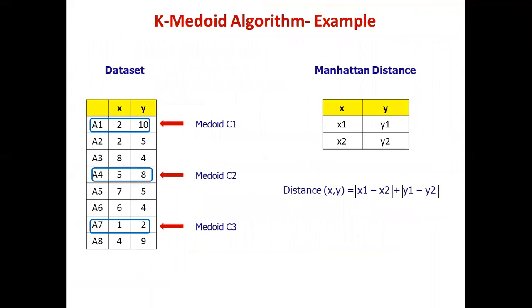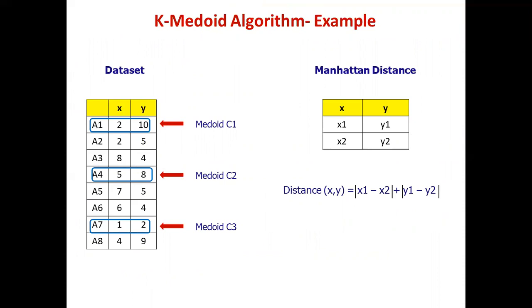Next, I'll explain the algorithm using a simple example. Here we have two attributes x and y and 8 tuples, A1 to A8. Let's make three clusters from these 8 data objects. For that, first we have to choose three medoids. Here I have chosen A1, A4 and A7 as initial cluster medoids. Other data objects are considered as non-medoid objects.